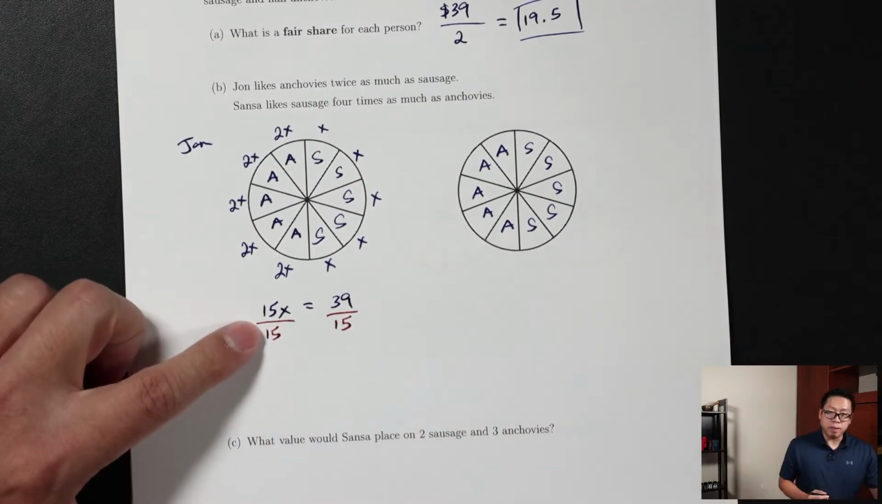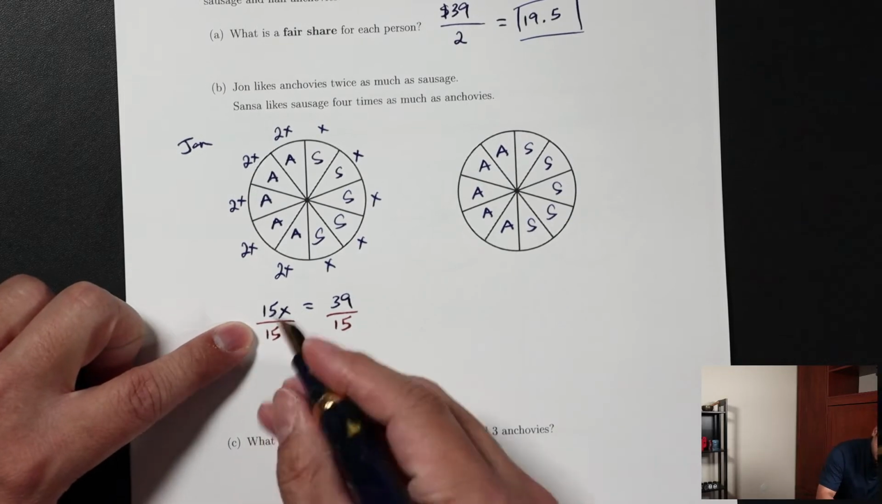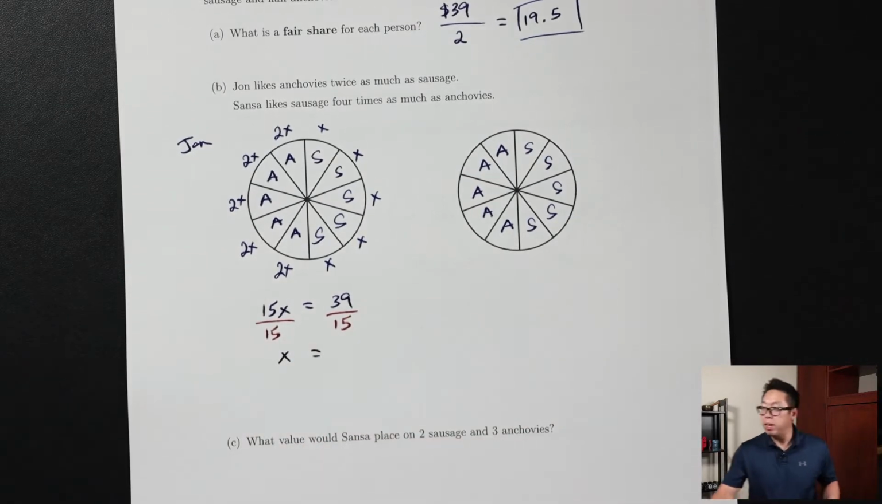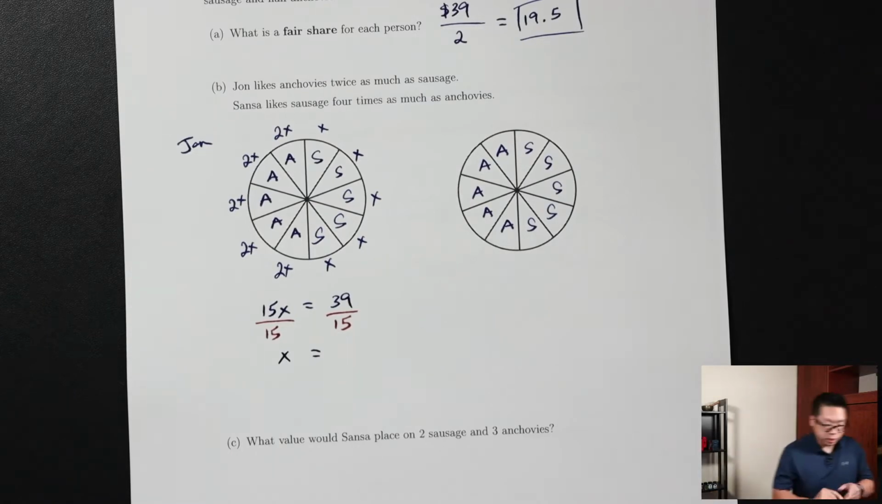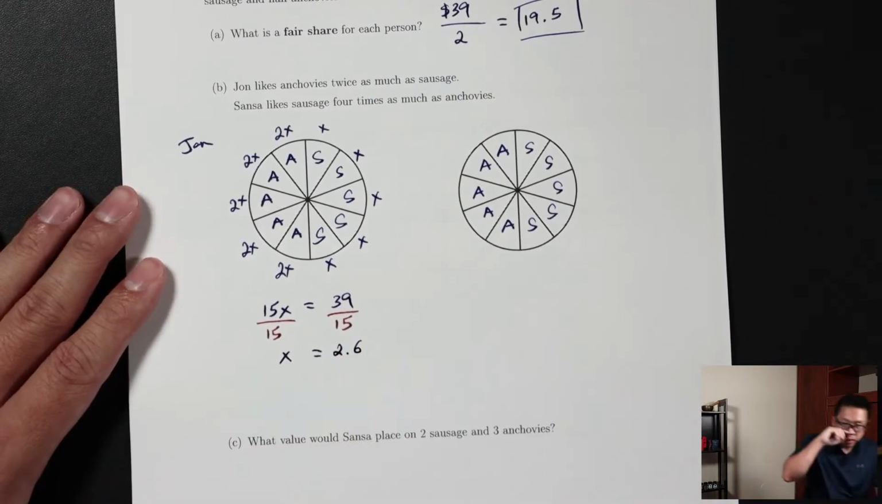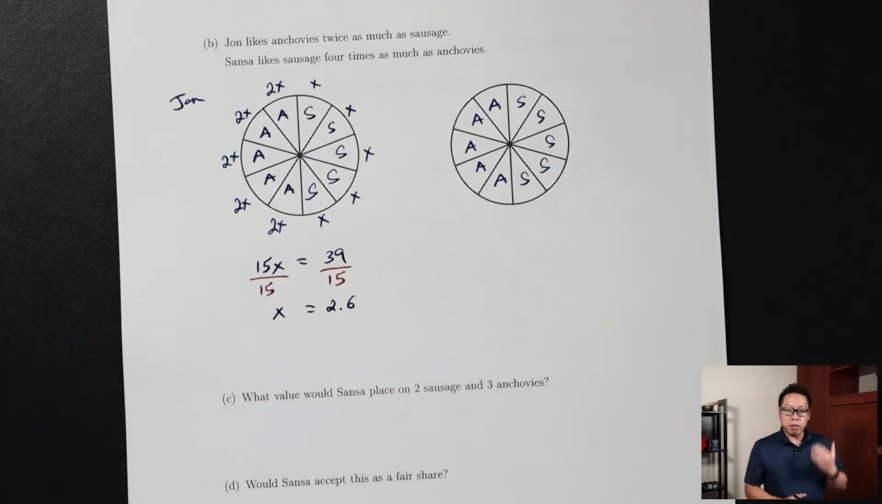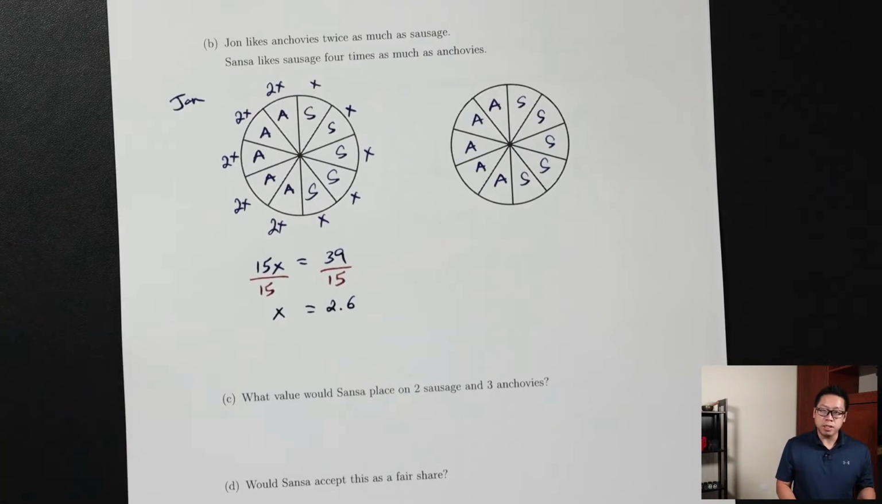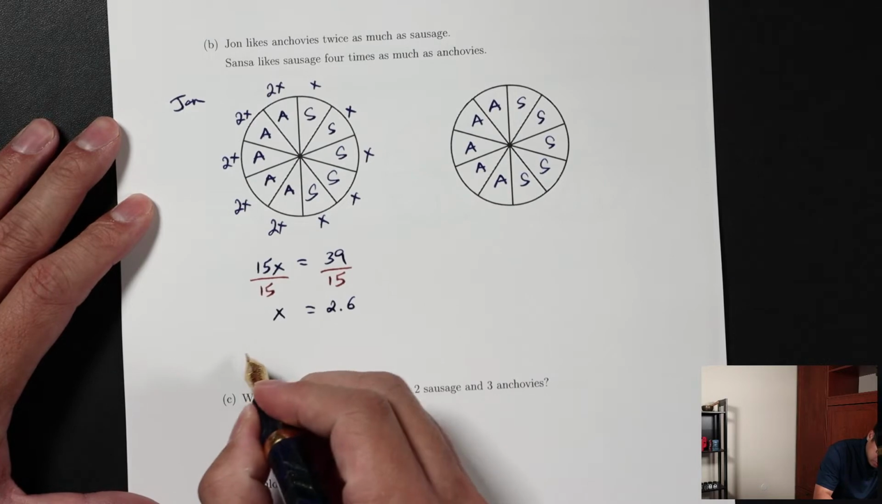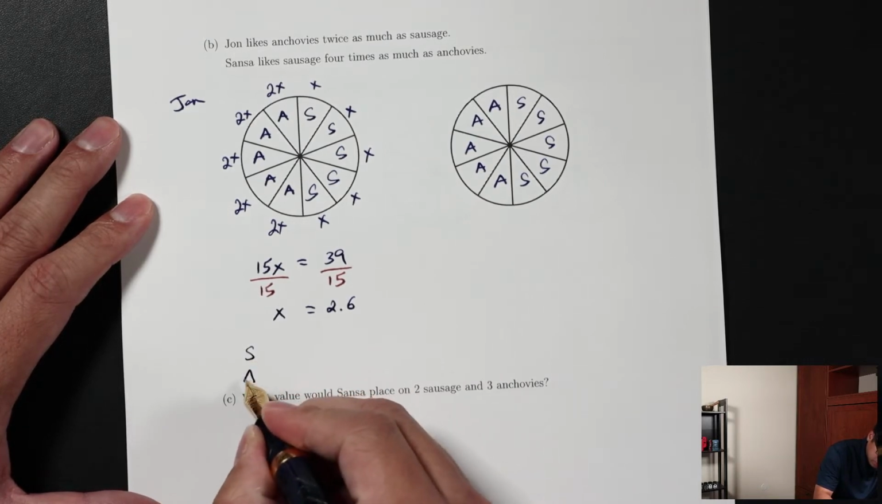Left side, 15 divided by 15, that's going to cancel out, leaving just a regular x. On the right side, 39 divided by 15. So 39 divided by 15, 2.6. Okay, and now I can write down the values of each slice in John's eyes. So we have sausage slices, and we have anchovy slices.